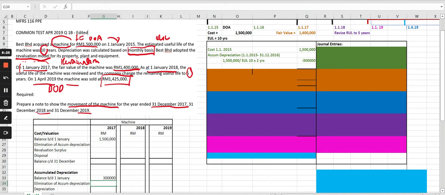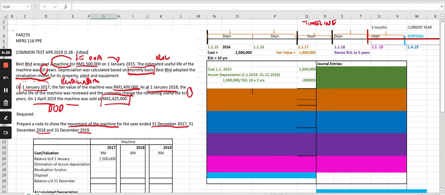This revaluation happened at the beginning of the year, and you are informed that the fair value was 1.4 million. So your duty is to find out that fair value is 1.4 here, and you need to go and find out what is the carrying amount also on that date. You need to go and find how much.